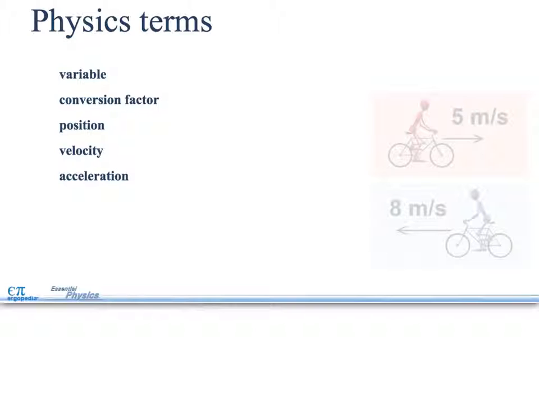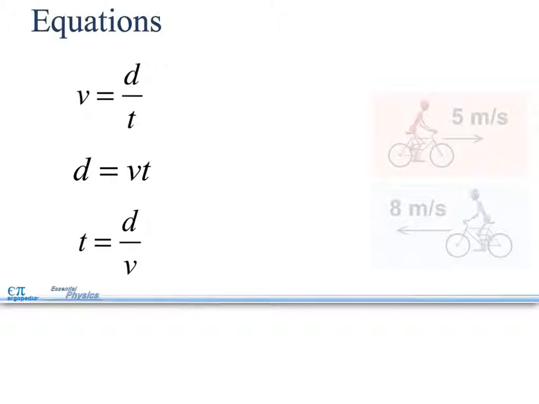Here's our vocabulary. We're going to do variable, conversion factor, position, velocity, and acceleration. Alright, formulas for us. Basically, these are all the same formula. They're just rearranged in different forms because V equals D over T is the same as D equals VT is the same as T equals D over V. Same formula, just rearranged 3 different ways.